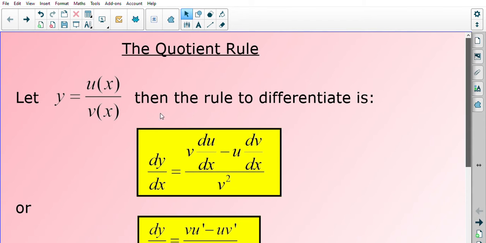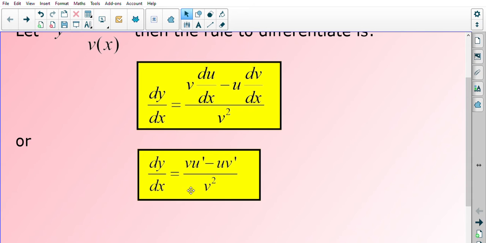So that is what my rule is for when I want to differentiate something that looks like this. I could use prime notation for this, and it would look like the following: dy by dx equals v u prime minus u multiplied by v prime, all over v squared. The rule is different from the product rule. The main difference is that we have a subtraction on the top now. The product rule had a multiplication, but we also are dividing it by v squared.